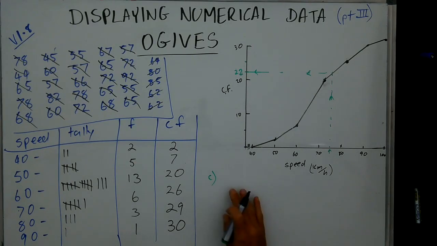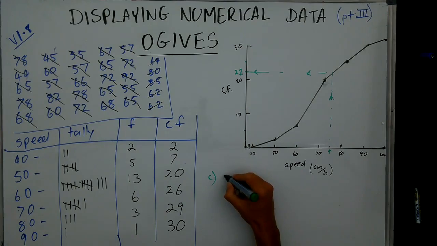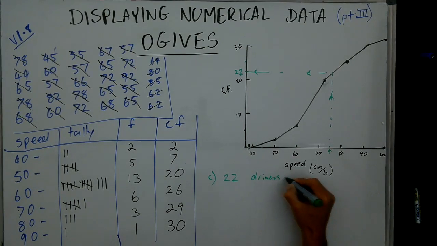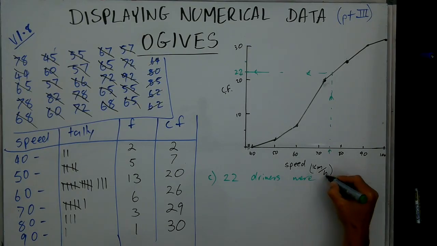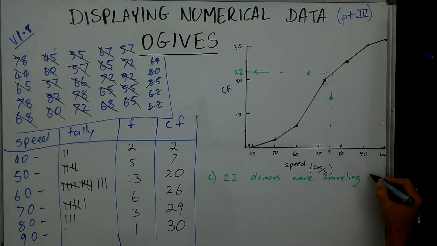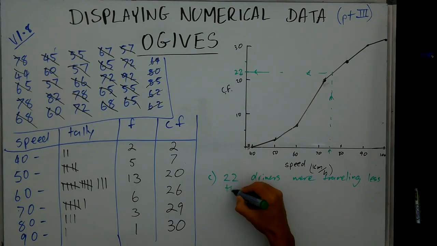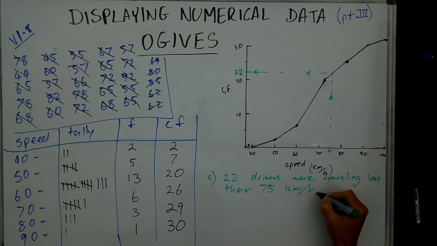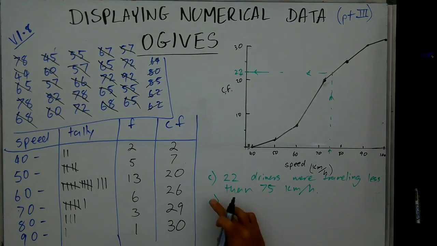So question C, trying to phrase it as a sentence in terms of the data. How many vehicles were travelling at a speed of less than 75 kilometres an hour? 22 drivers were travelling less than 75 kilometres per hour. Oops.